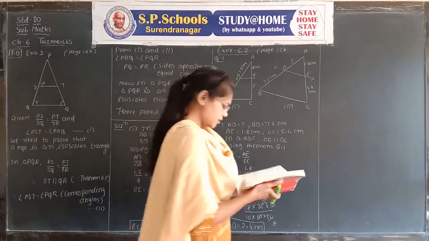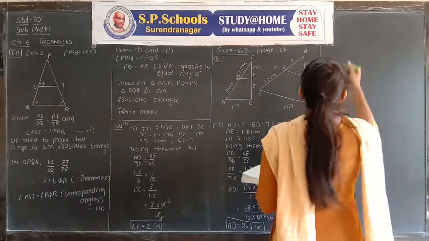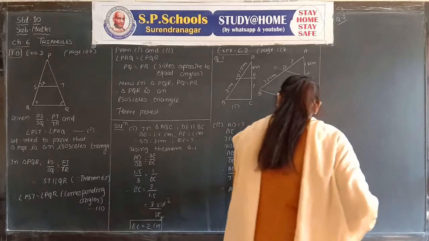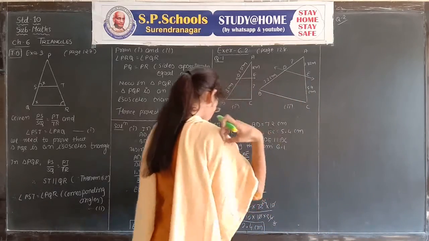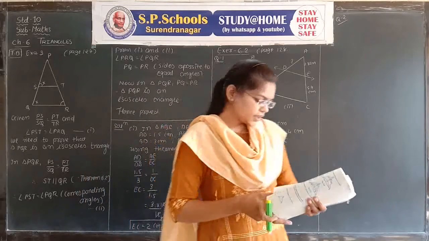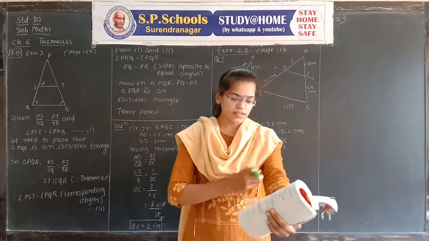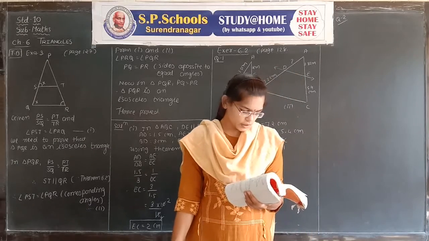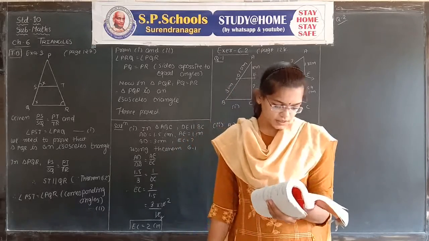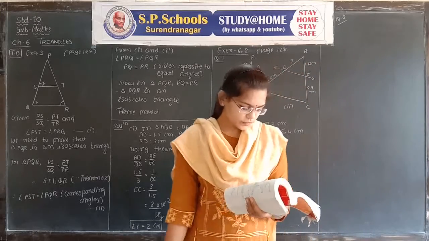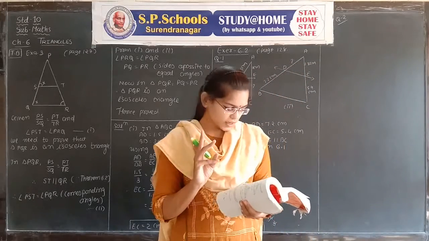Now we see the next one, question number 2. Question number 2 is exactly opposite of question number 1. E and F are points on the sides PQ and PR respectively of triangle PQR. For each of the following cases, state whether EF is parallel to QR. There are 3 different cases given.